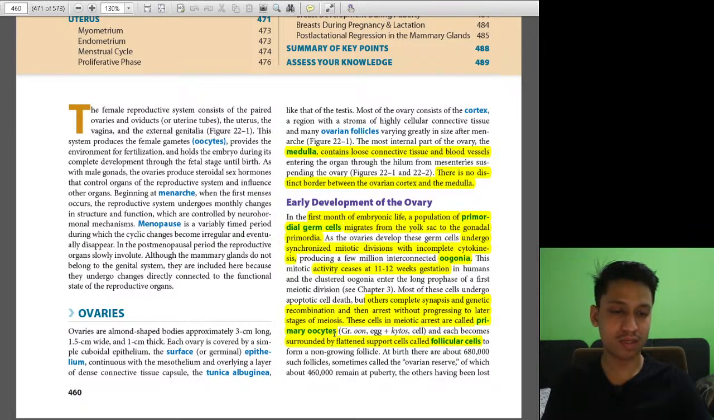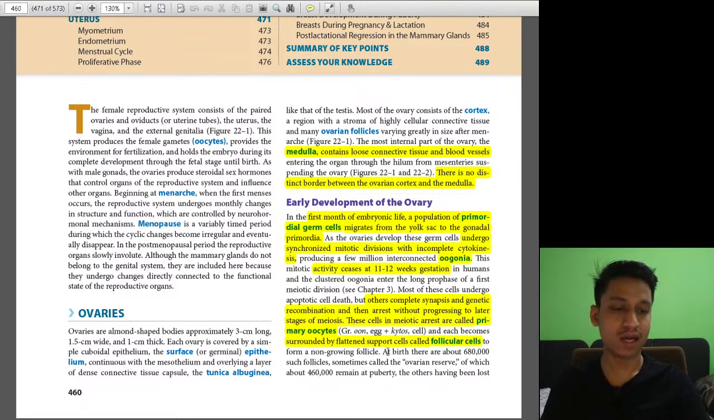So we need to remember that these cells in the first meiotic arrest are called primary oocytes. Now, not all oogonia are going to develop into a primary oocyte. A lot of them just undergo apoptotic cell death. But the others who complete synapsis and genetic recombination are called primary oocytes, and each becomes surrounded by a flattened support cell called the follicular cell. So this oocyte is protected with a flattened layer of follicular cells to form a nongrowing follicle.